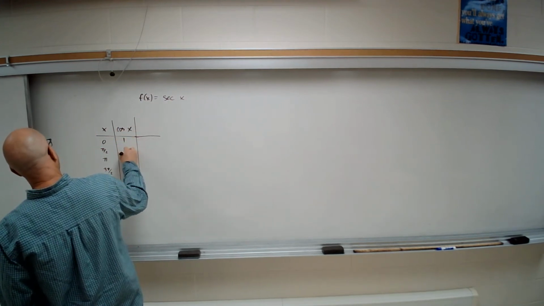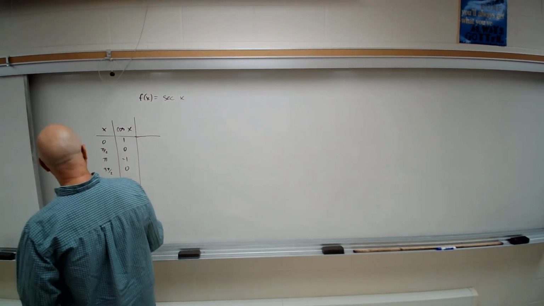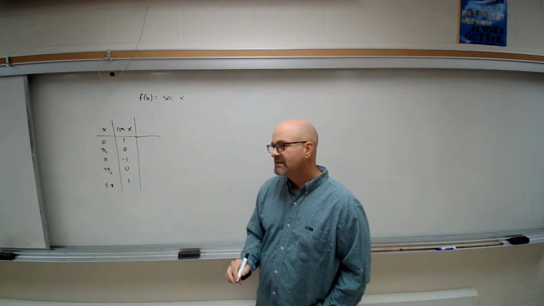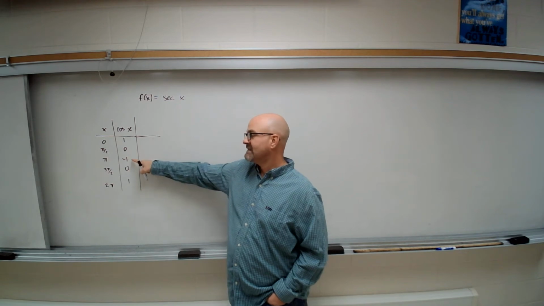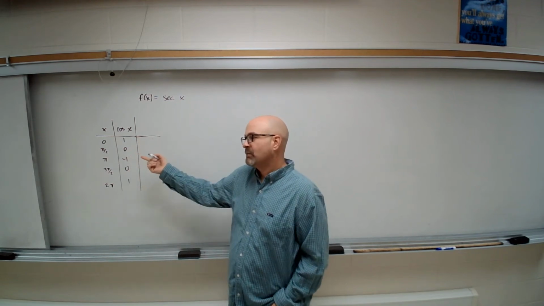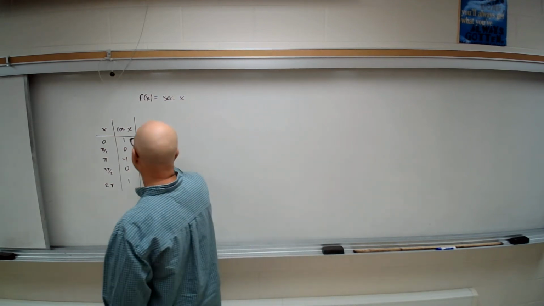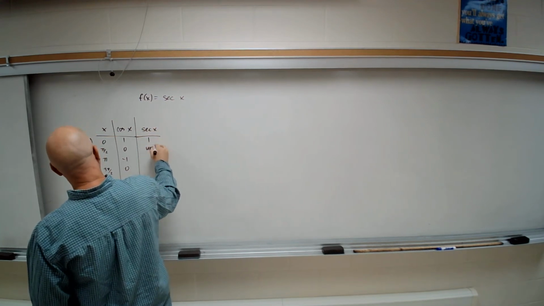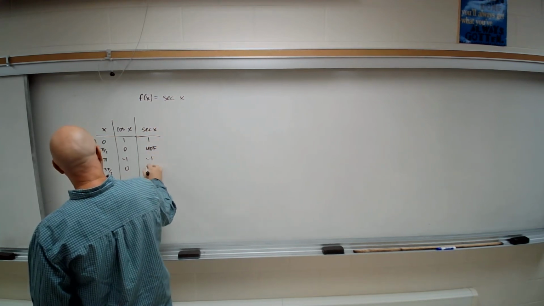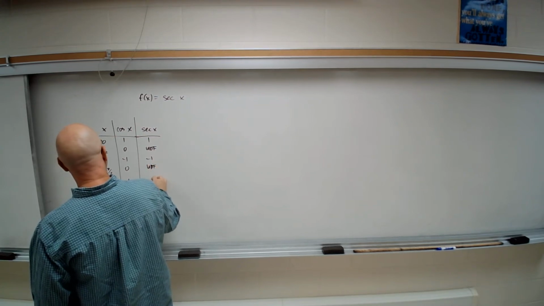That's going to give us 1, 0, -1, 0, 1. Okay. So, because again, these are the peaks, right? This is the valley. This is where it hits 0. So for our secant, we're going to get 1, undefined, -1, undefined, 1.